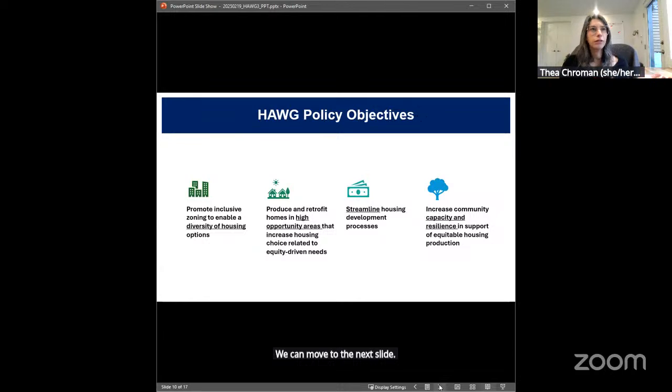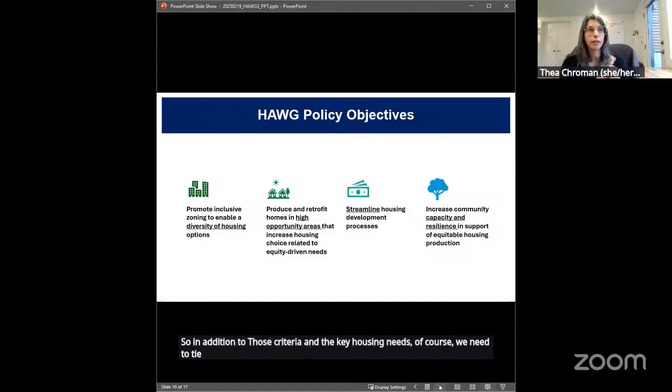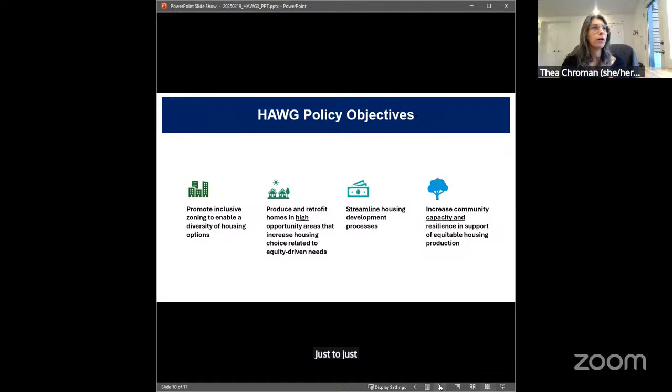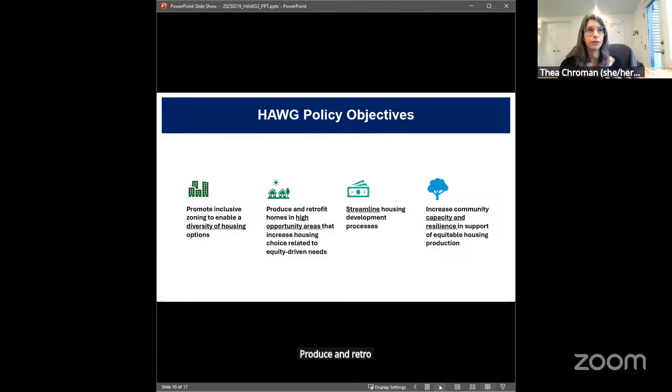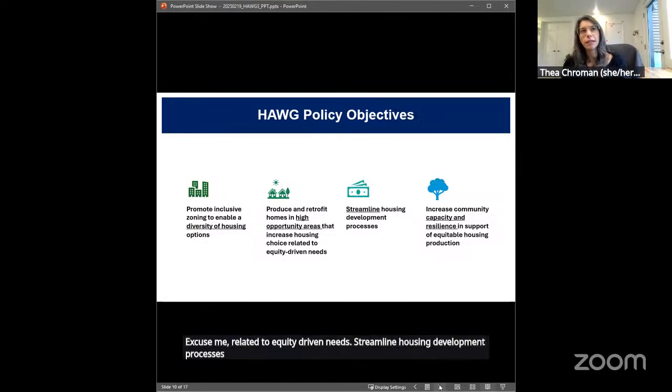So in addition to that, those criteria and the key housing needs, of course, we need to tie it back to the HOG policy objectives. So just to remind us where those are and what this program is aimed at: promote inclusive zoning to enable a diversity of housing options, produce and retrofit homes in high opportunity areas that increase housing choice, related to equity-driven needs, streamline housing development processes, and increase community capacity and resilience in support of equitable housing production.